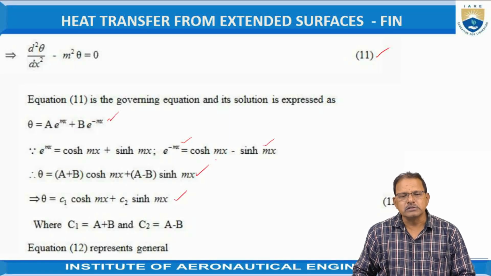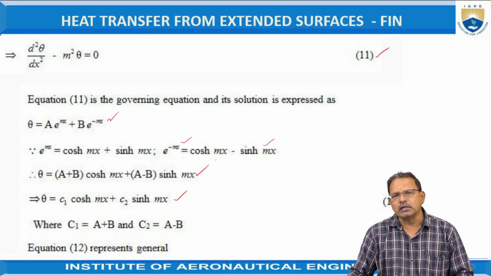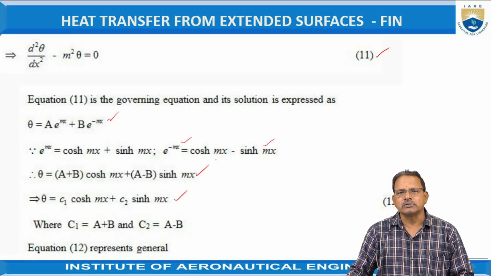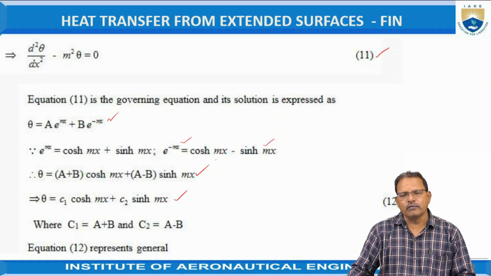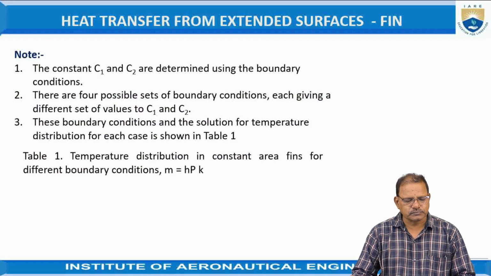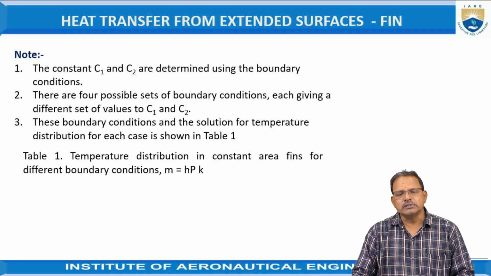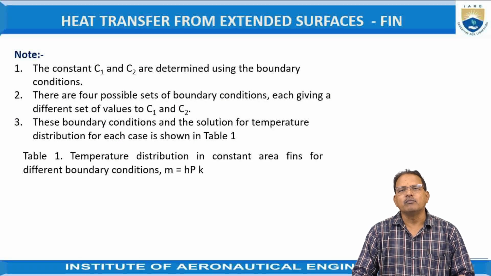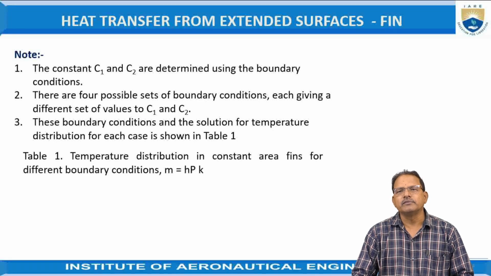This is used to determine the amount of energy that can be transferred by conduction as well as the convection process through the fin. Here the constants C1 and C2 are determined by using the boundary conditions. There are four possible sets of boundary conditions, each giving different values of C1 and C2. These boundary conditions and the solution for the temperature distribution for each case are shown in the table.